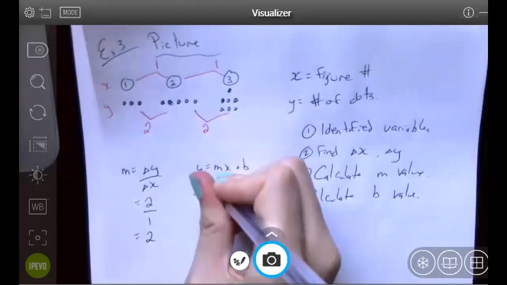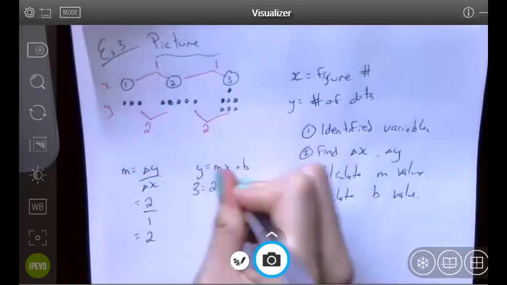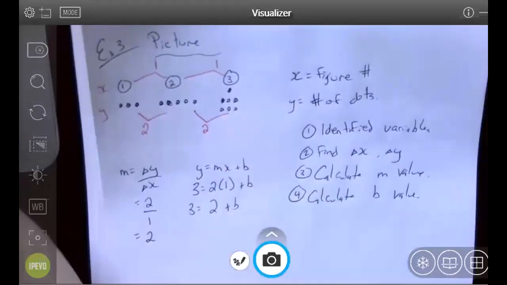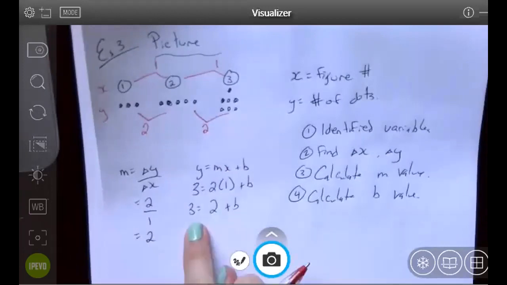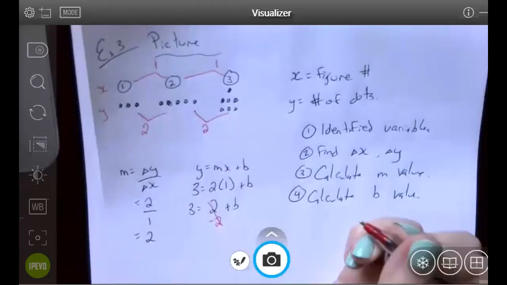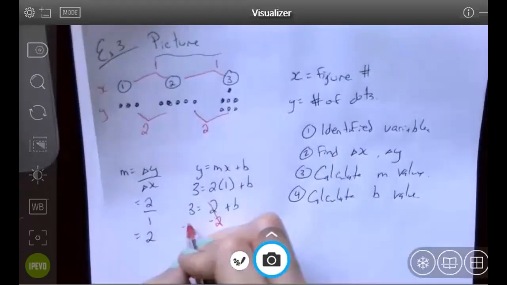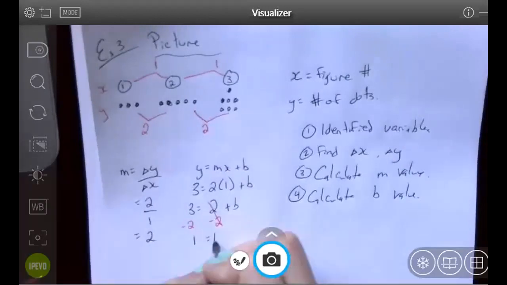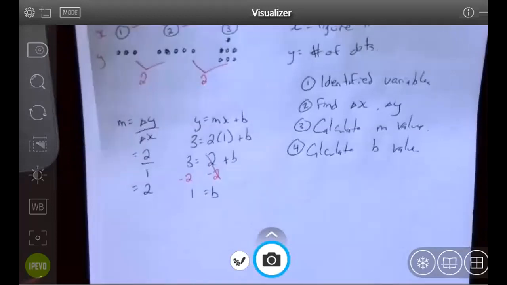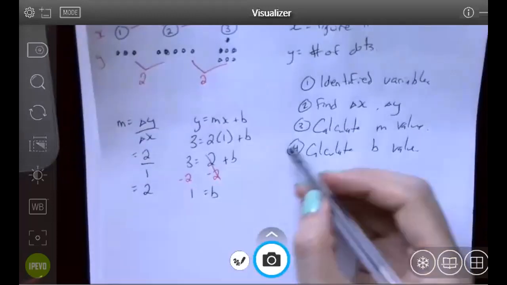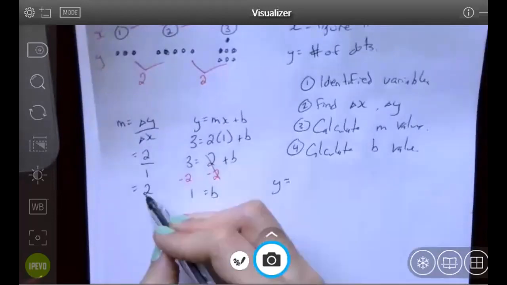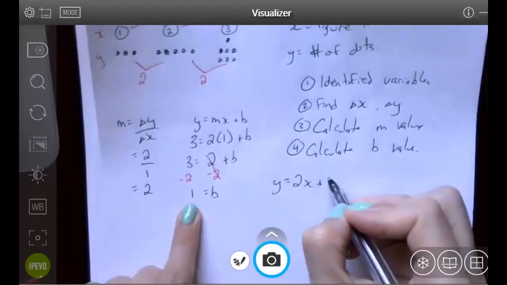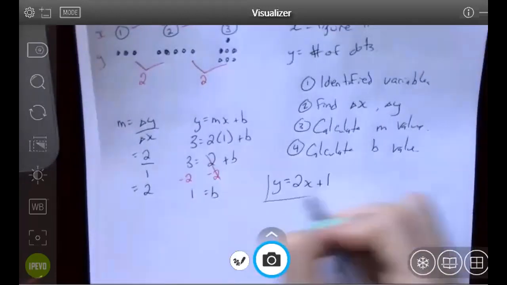So 3 equals 2 times 1 plus b. So 3 equals 2 plus b. And then, of course, I need to move my 2 to the other side because it is a positive number. I will subtract it to cancel it out. And then that means I must also subtract on the other side, which means that my b value is 1. And then, of course, my last step is to just write the equation. So y equals my m value of 2x and then plus 1. And that would be my final answer.